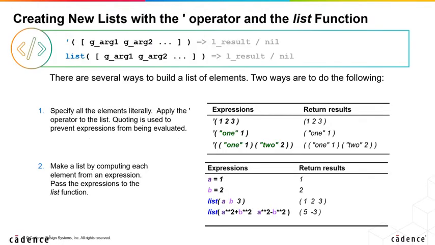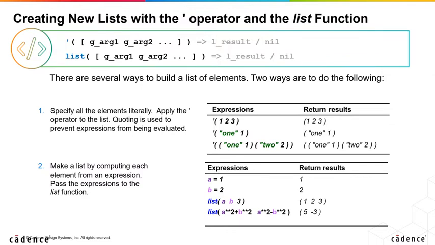Here we'll look at creating new lists. There are several ways to build a list of elements. Two of the more straightforward ways are to do the following. The first is to specify all the elements literally, meaning they don't have to be evaluated. And when they don't have to be evaluated, we would use the single quote operator to create the list. So here we have several examples. The first expression is single quote, parenthesis 1, 2, 3. That creates the list 1, 2, 3.